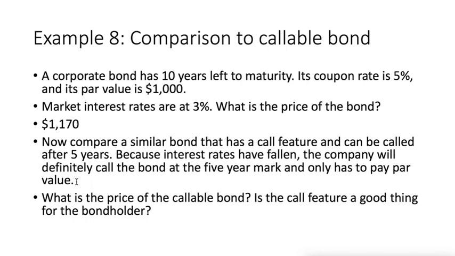the call feature in the bond, called a callable bond, is not necessarily a good thing for the bondholder, in the sense that the only time the company is going to refinance is when it's in the company's favor, which happens to be opposite to the favor of the bondholder. Right? So the callable bond is going to be priced slightly less than the non-callable bond. And you can see this where, given the conditions, callable after 5 years, company will definitely call the bond because interest rates are less than 5%. It reduces the value of the bond. So is the call feature a good thing for the bondholder? No. And because of that, the price of the bond has to be lower.